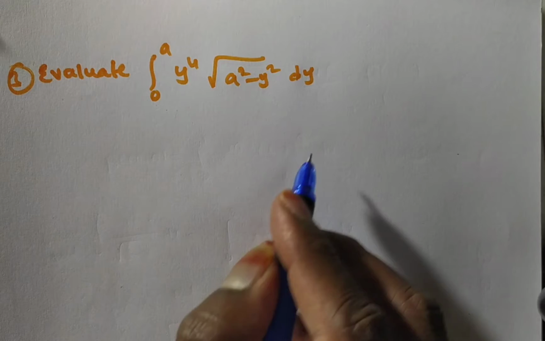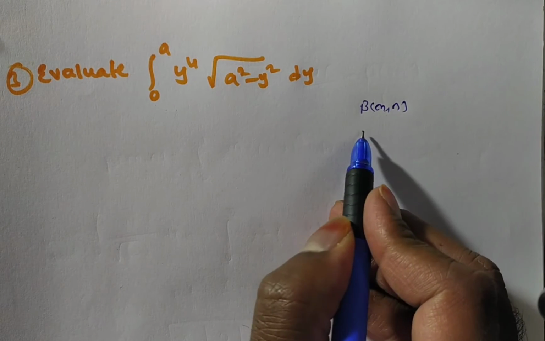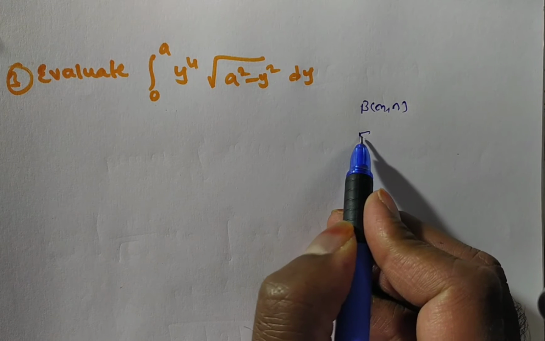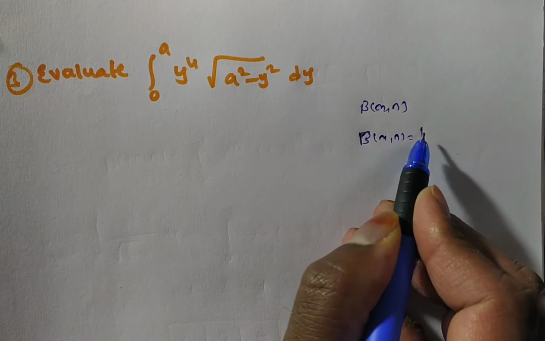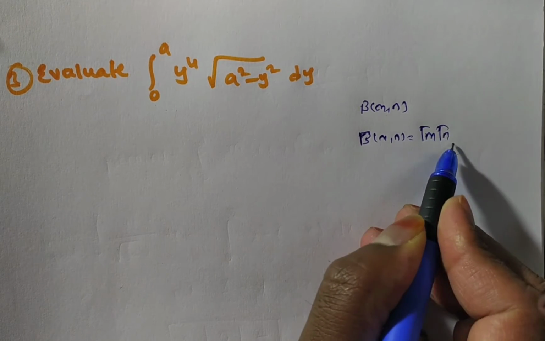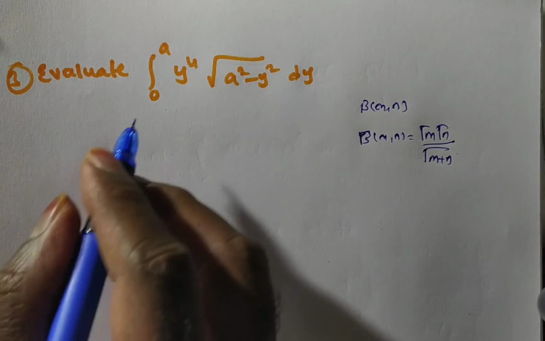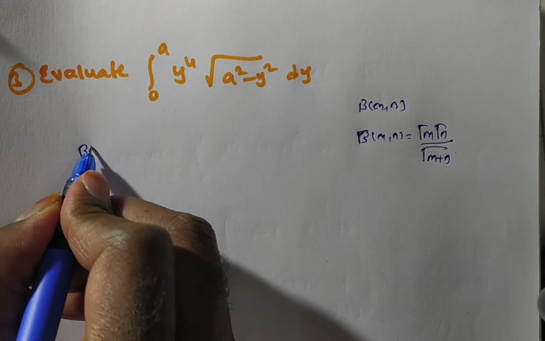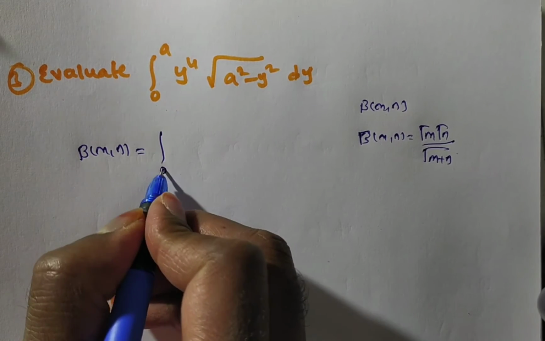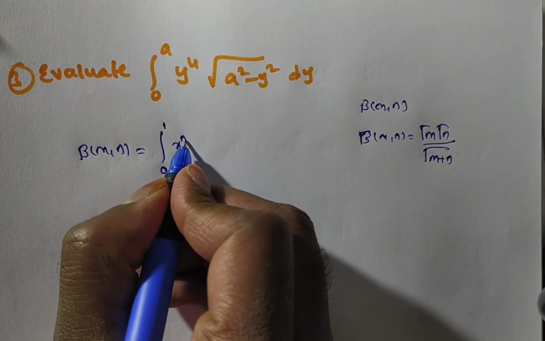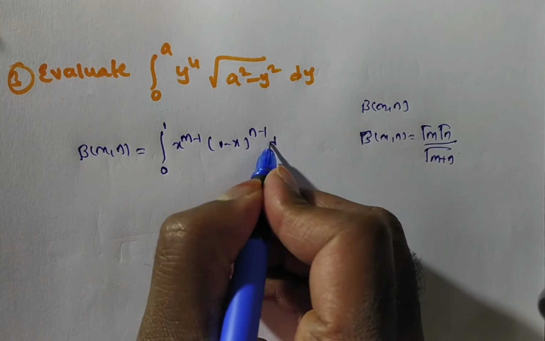So the first step is to express the given problem in terms of beta of m comma n. Later we use the relation between beta and gamma, that is, beta of m comma n is equal to gamma m gamma n by gamma of m plus n. That's it. Now, friends, write down the definition of beta of m comma n: beta of m comma n is equal to the integral from 0 to 1 of x to the power of m minus 1 into 1 minus x to the power of n minus 1 dx.